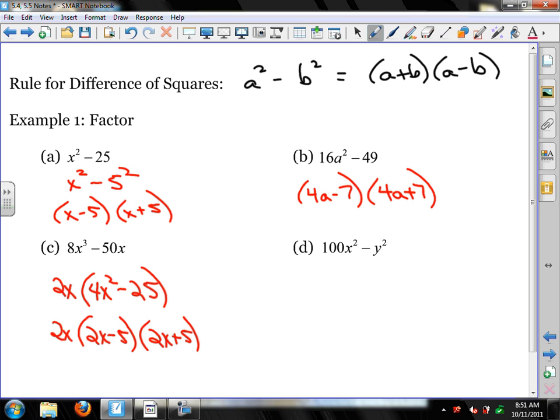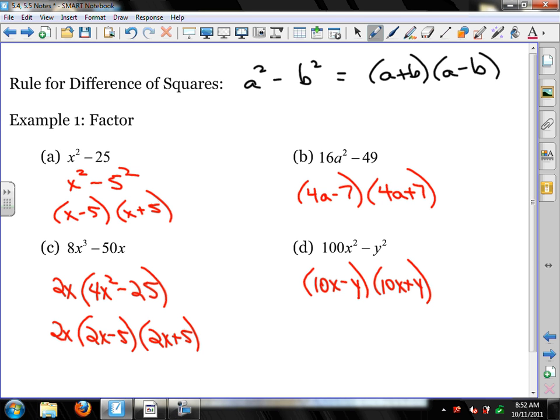So just like before, look for a common factor. If you have one, take it out. Then see if we can use factors. Last one, how about part B? 100x squared minus y squared. 10x minus y, 10x plus y.